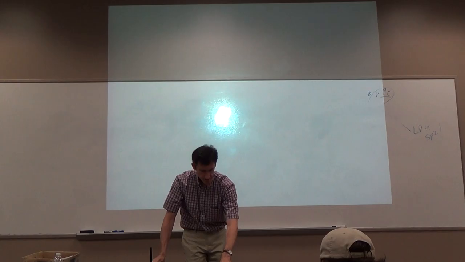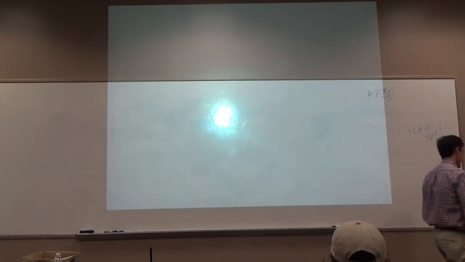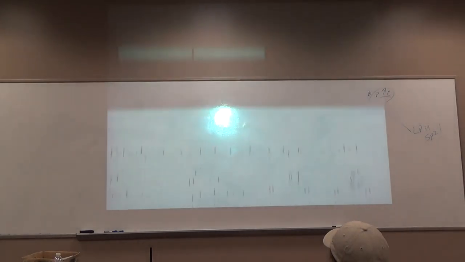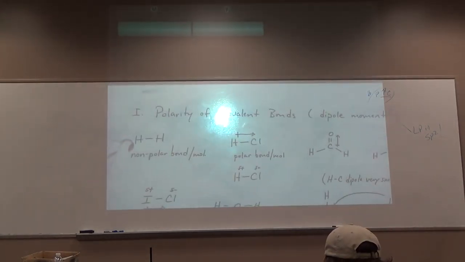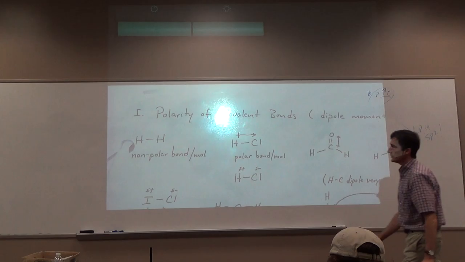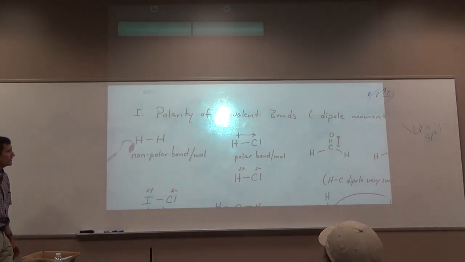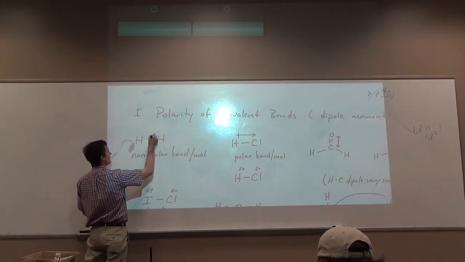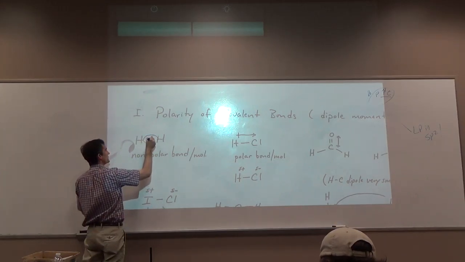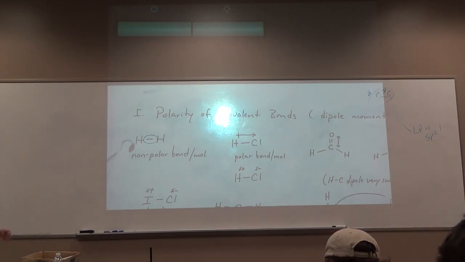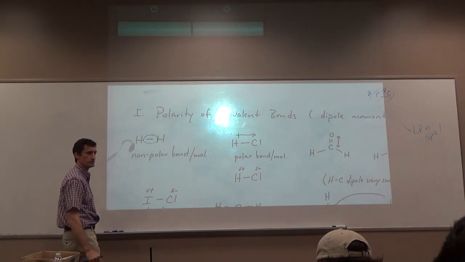Front and back there. Polarity of covalent bonds. Bonds can be polar or not. Hydrogen is one sigma bond, nonpolar. The electrons here are very equally distributed between the two nuclei. So there is no polarization in the species.